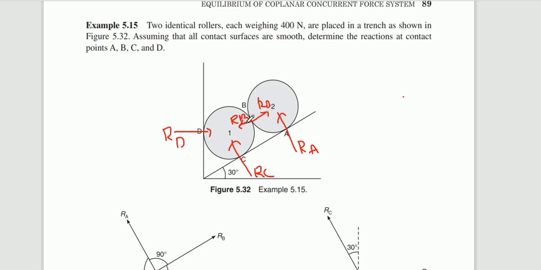Now you need to write the weight of the spheres, which acts downward, each having a weight of 400 Newton. Is it clear how I have written the reactions? Yes, ma'am. Okay.